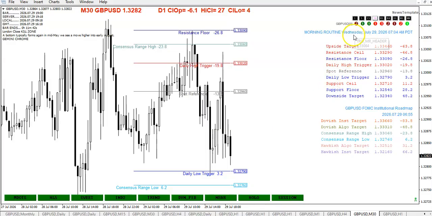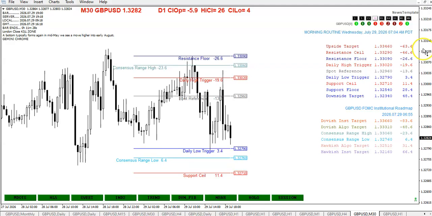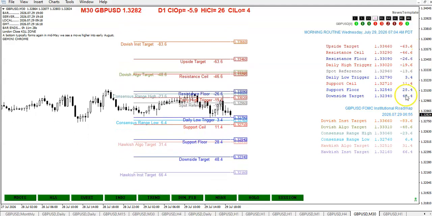And you can notice I actually have the current ones. I didn't have to reset it while I'm doing the video. But this is just using the two indicators, it gives you an institutional roadmap.